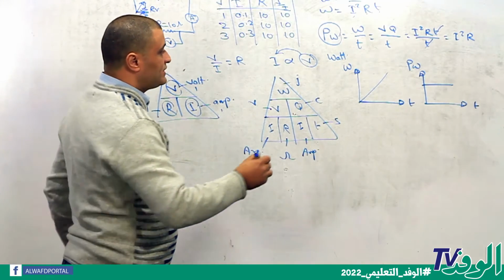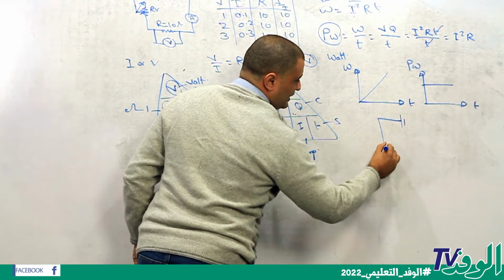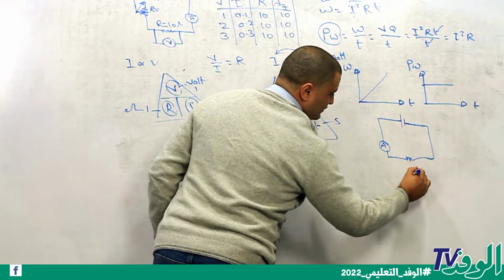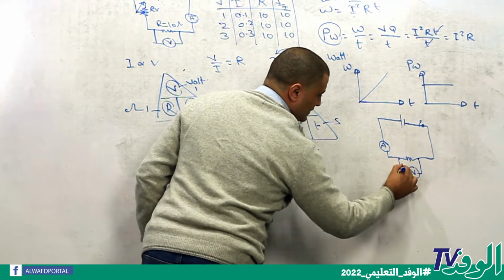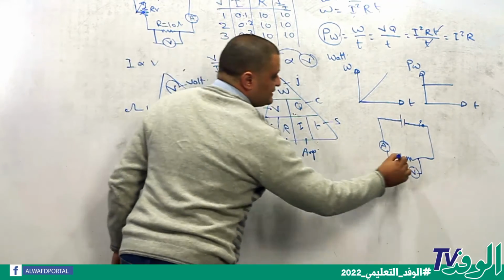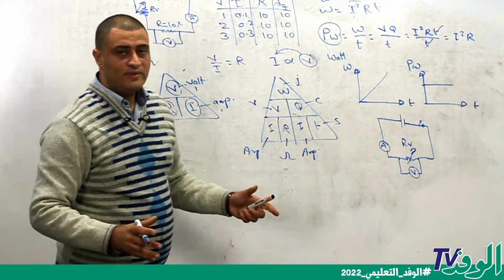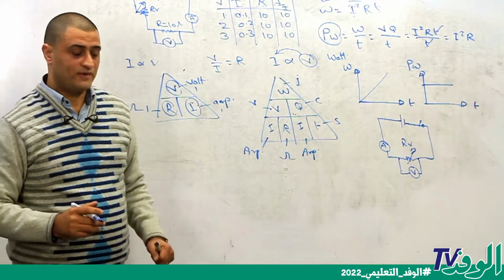Suppose we have here a battery, ammeter, voltmeter, key. This is a variable resistance, which is called RV. What happens to the reading of the ammeter and voltmeter by increasing the value of RV?